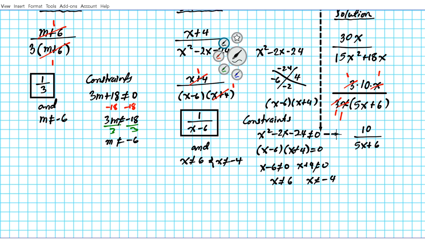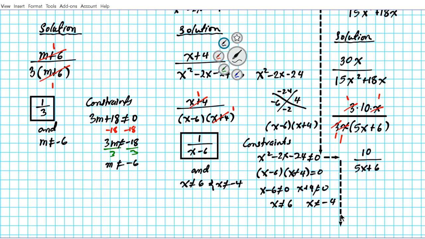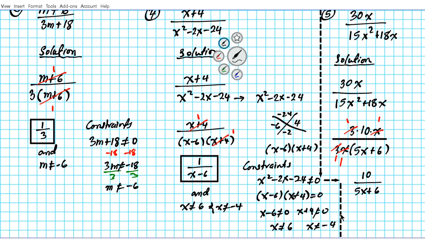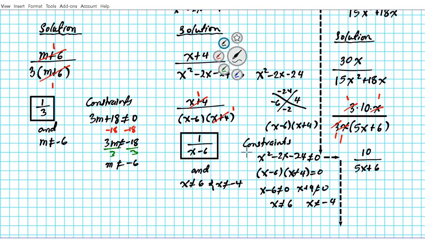for this particular problem since it's a rational. What are the unacceptable values for x? All right, so let's do that. To find out the constraints, what we're going to do, let's put it down here, is we're going to set the denominator. The denominator cannot be 0, okay? So the denominator, we're looking at the original denominator, 15x squared plus 18x.